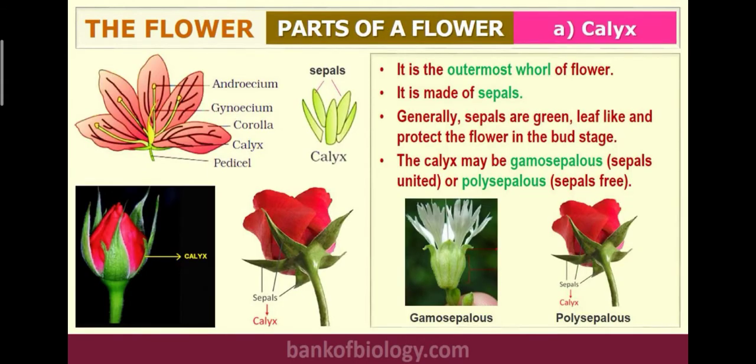Now parts of a flower. The first one is the calyx. First we will discuss the calyx, where it is located in the flower, and we also have to learn the arrangement of the calyx. Okay, let's start. It is the outermost whorl of a flower. The calyx is made up of sepals. The green parts are called sepals. Generally, sepals are green, leaf-like and protect the flower in the bud stage.